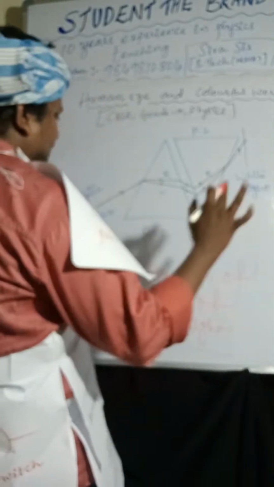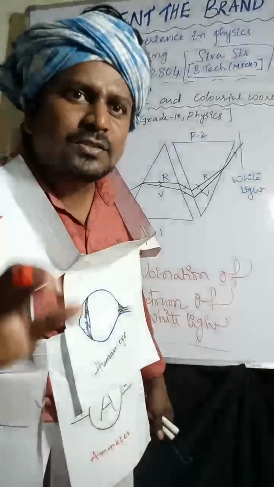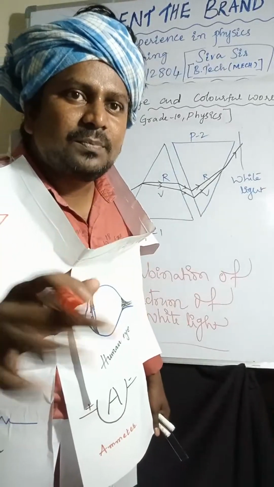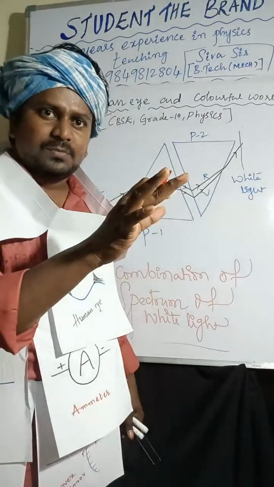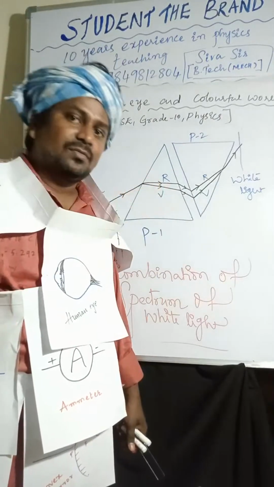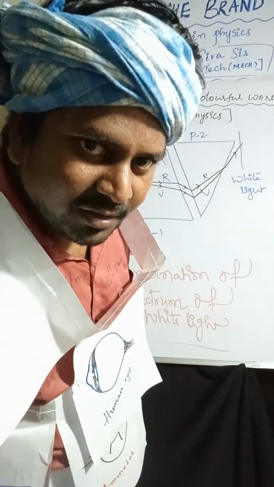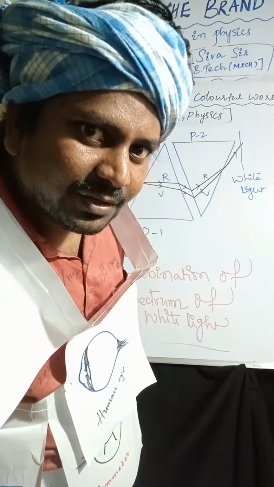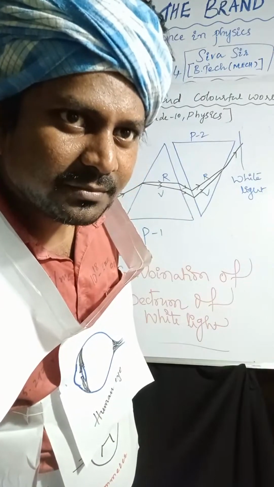You can observe, when the white light passes through the prism, it's split into 7 colors. After that, we sent it to one more prism. So those colors combined and we got white light. So how do we have to place the second prism?